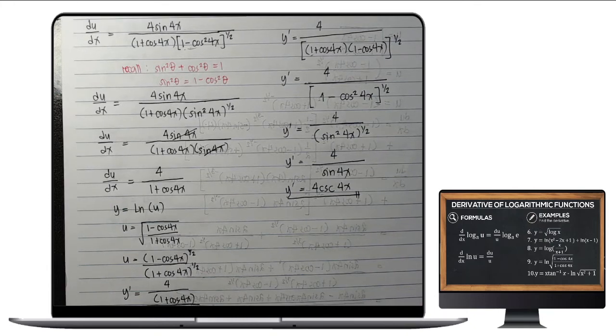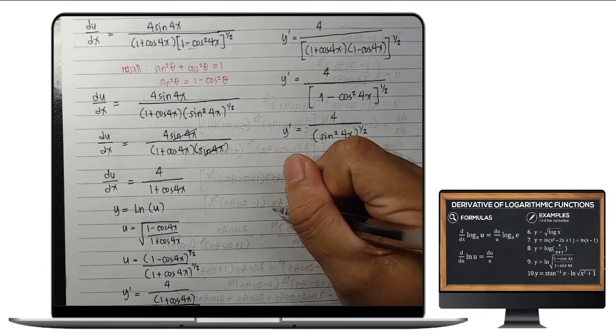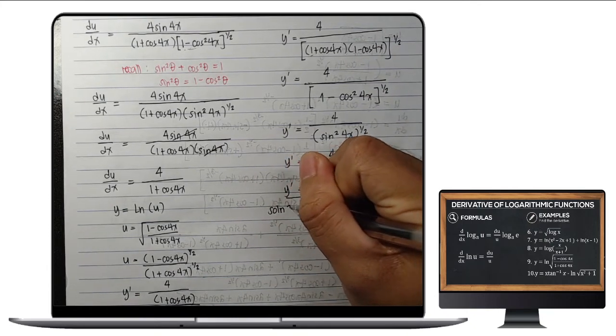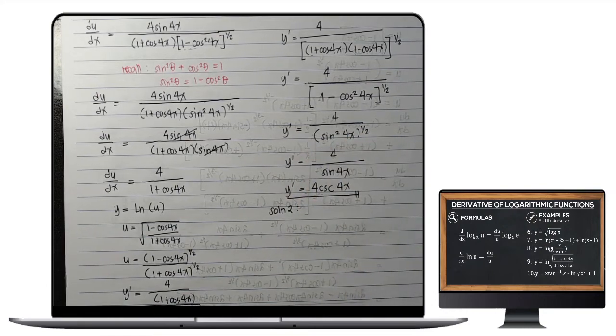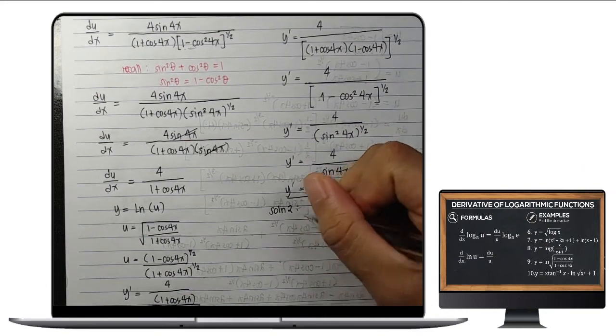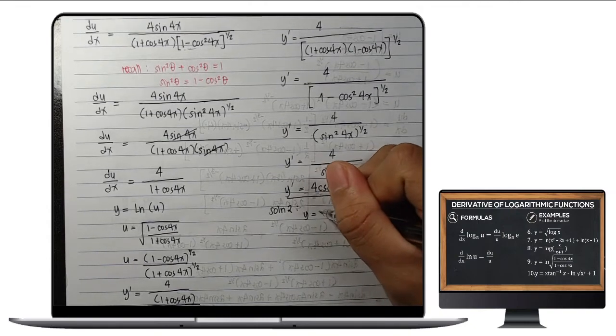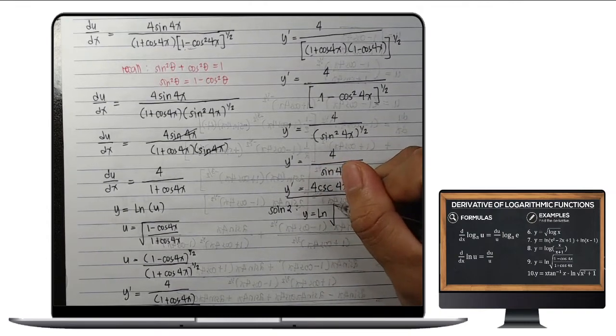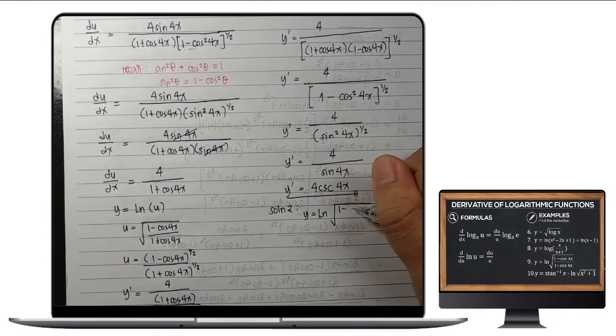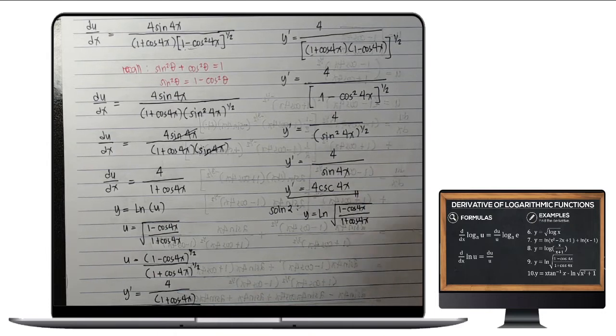So, of course, you don't like that. So, let's try solution 2. For the second solution, we just take the given, that is y is equal to ln of square root of 1 minus cosine of 4x all over 1 plus cosine of 4x.